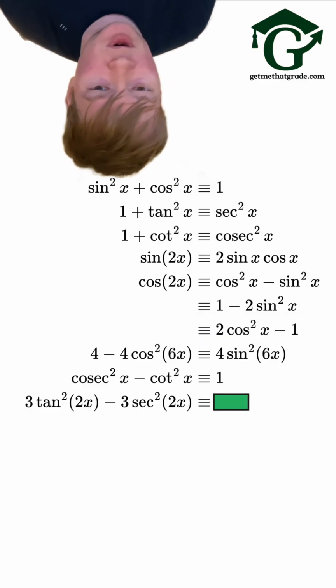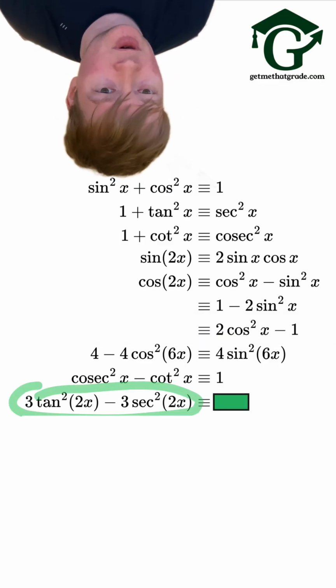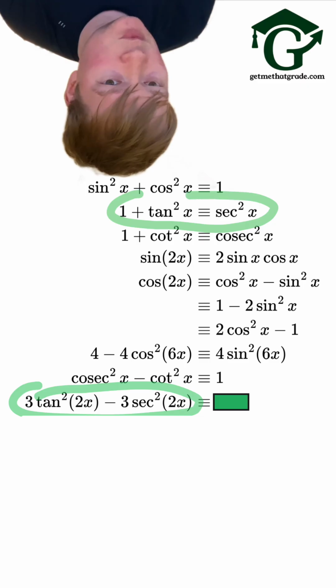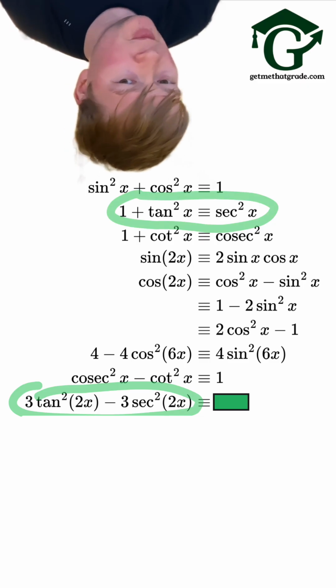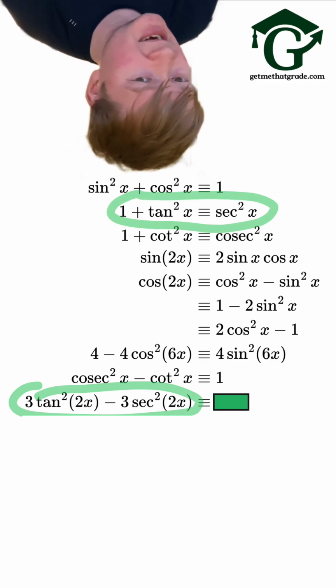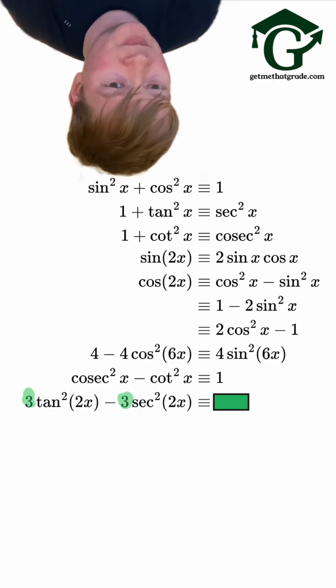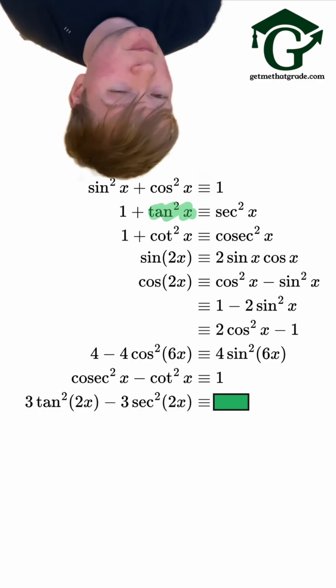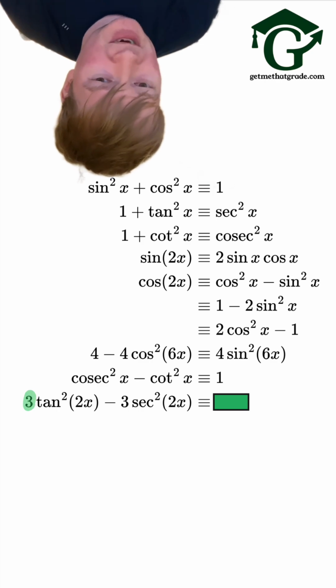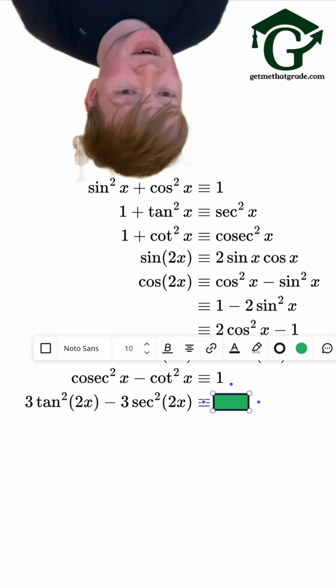And what about this one? Which one does this remind you of? Ah, that's a bit like this one. Think about it for a moment. It's tan squared minus sec squared. All multiplied by 3. We've got a 3 in common. Tan squared minus sec squared would be minus 1. But we've multiplied everything by 3. So this is going to be minus 3.